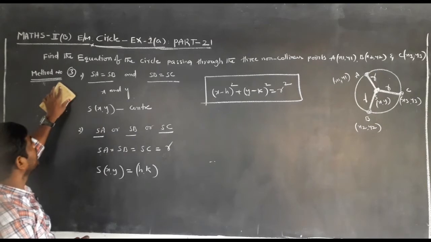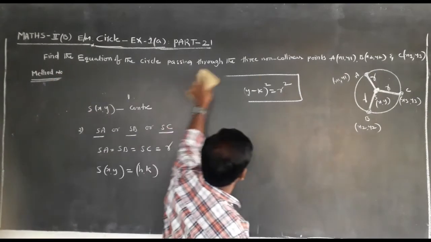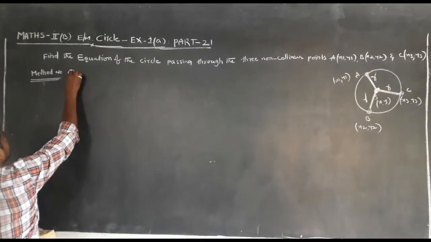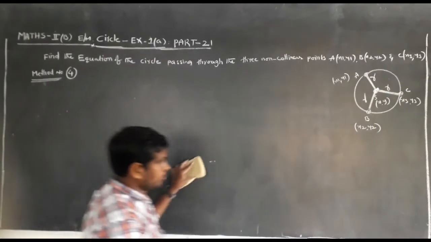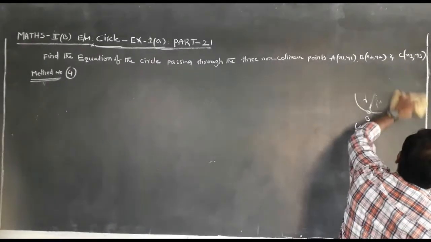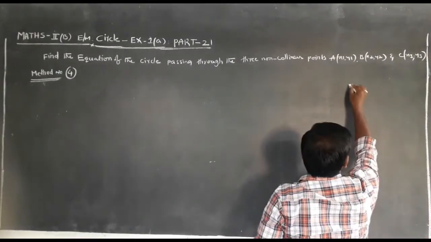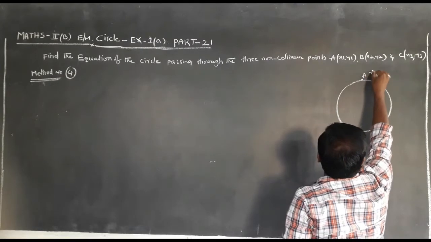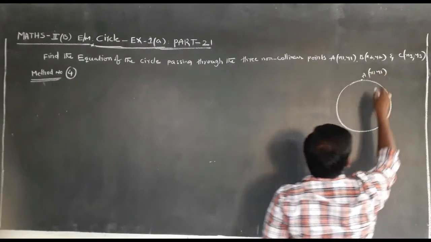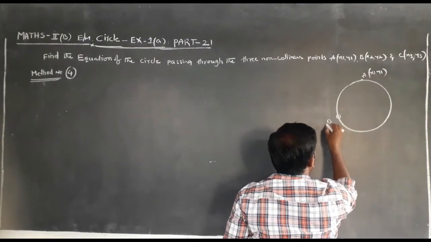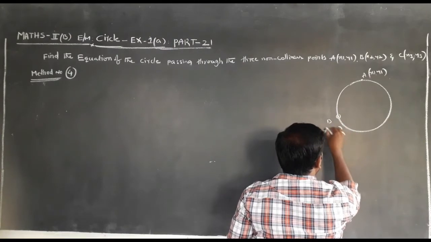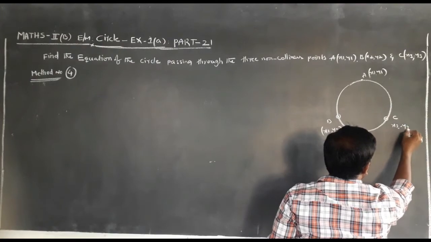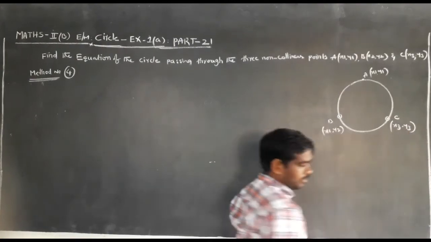Last one, the fourth, is method number 4. Find the equation of the circle passing through the three non-collinear points: A (x1, y1), B (x2, y2), C (x3, y3).